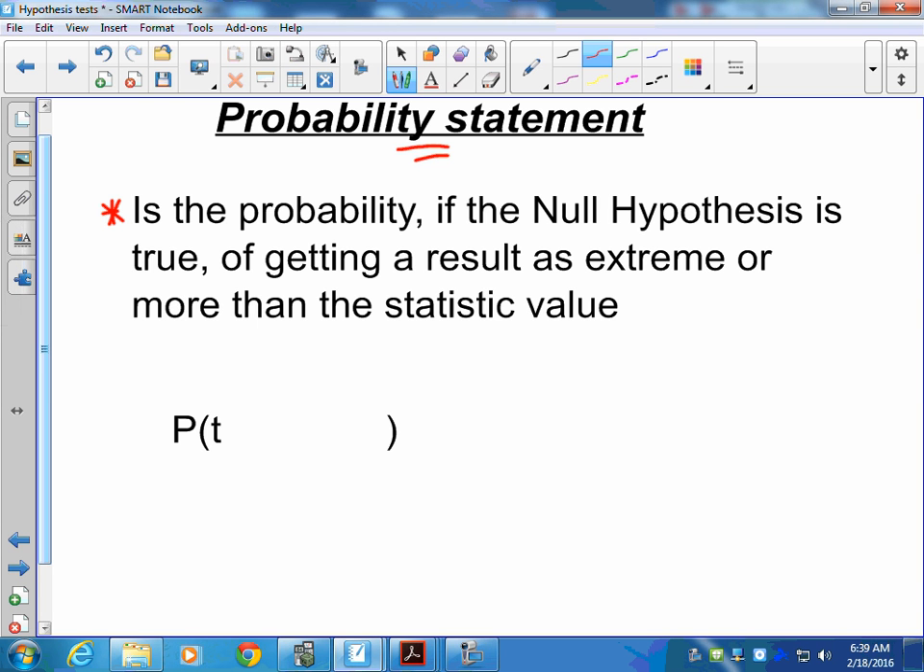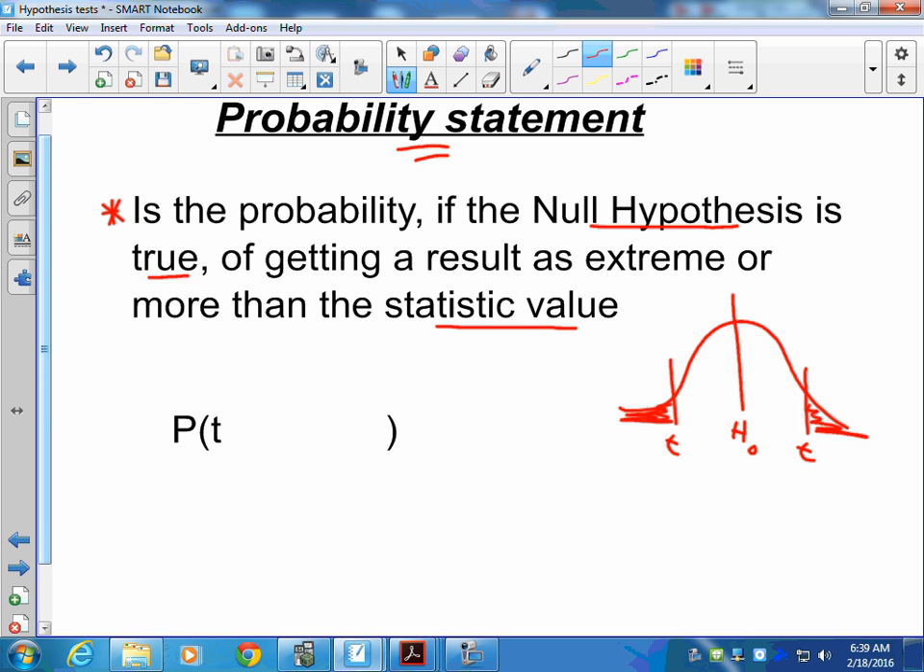It is the probability, if the null hypothesis is true, of getting a result as extreme or more extreme than the given statistic value. When we're always looking at this distribution, the center of the distribution is our null hypothesis, what we're assuming to be true, and then our statistic value is either going to fall on the upper end or lower end, and we're finding the probability of going to the extreme, or what we call a tail probability.